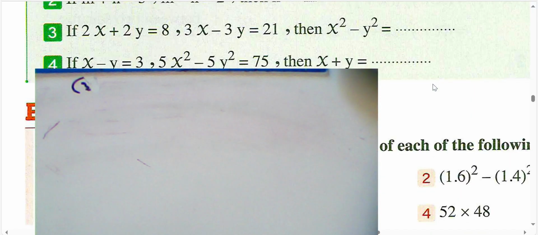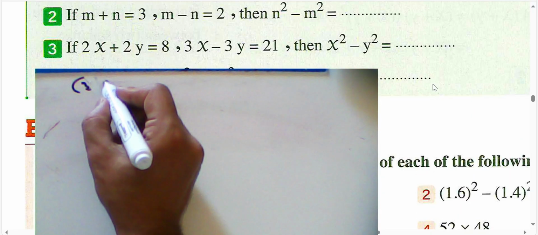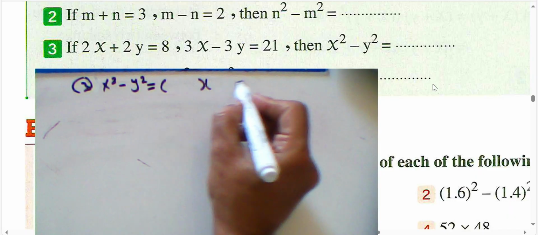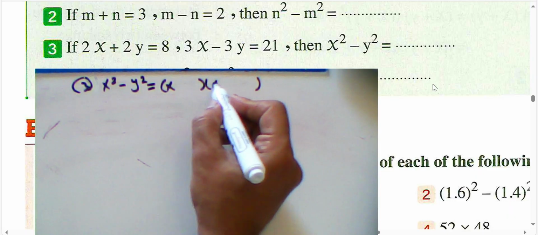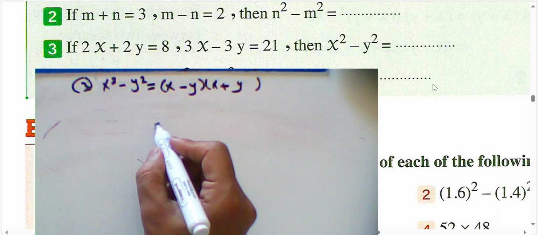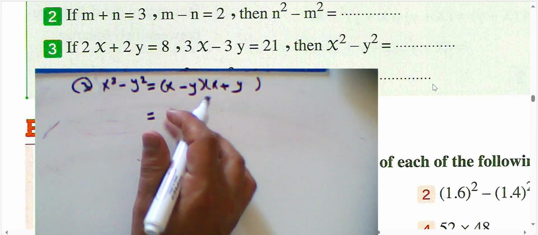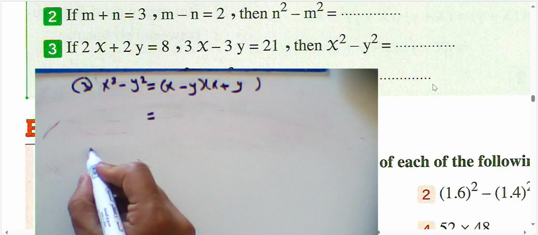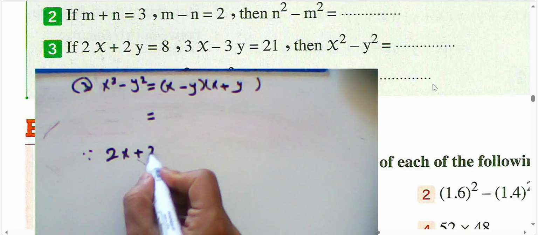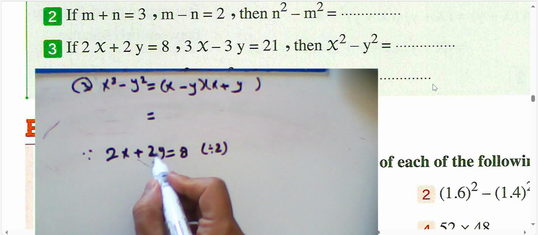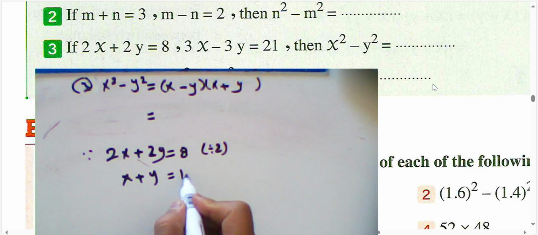We want to find the difference between x power 2 and y power 2. We can write 2 brackets: x times x, x power 2, y times y, y power 2, write negative and positive. And then you can put the value of x minus y, x minus y, where he gives us the information 2x plus 2y equals 8. We can divide it by 2 to simplify, then x plus y equals 4.